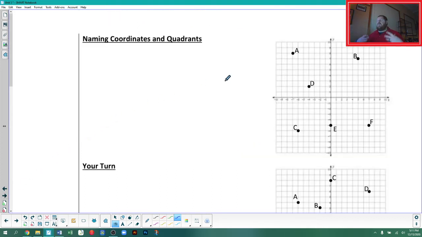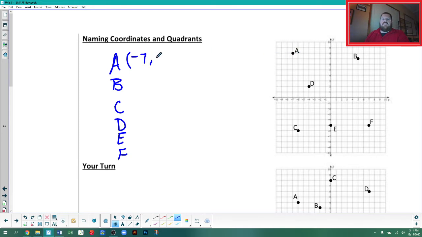Another thing that we can do is we can be given points and we can try to find what their coordinates are. So let's go ahead and do that. We have A, B, C, D, E, and F. And we can talk about their quadrants also. Point A is up here. Okay, it's in quadrant 2, and it's at -7, +8. B is over here. It's in quadrant 1, and it's at 5, 7.